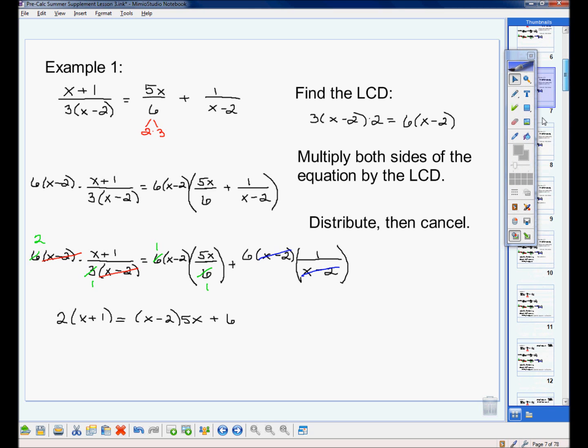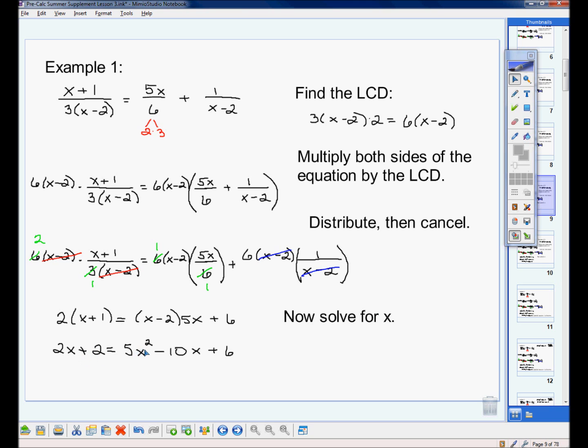Now all of you know what to do from here, but since we're getting you ready for pre-calc, let's review it. We need to distribute that 5x in there. We need to distribute that 2. So let's do that. We distribute the 2. We distribute the 5x. And we're working on our goal of solving for x.